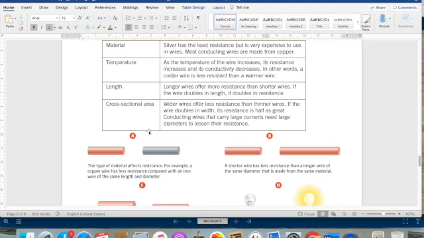The length of the wire, how long the wire itself is, can affect the resistance as well, meaning that wires that are longer will have more resistance than wires that are shorter, right?